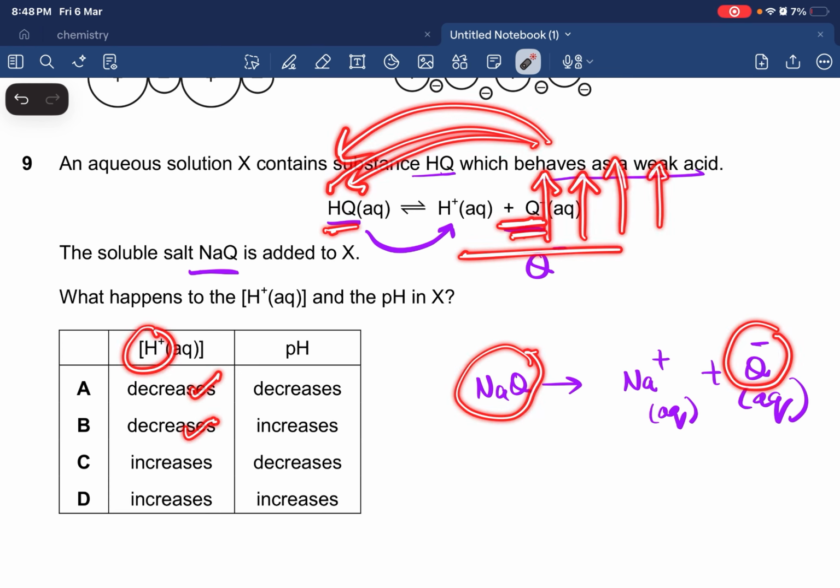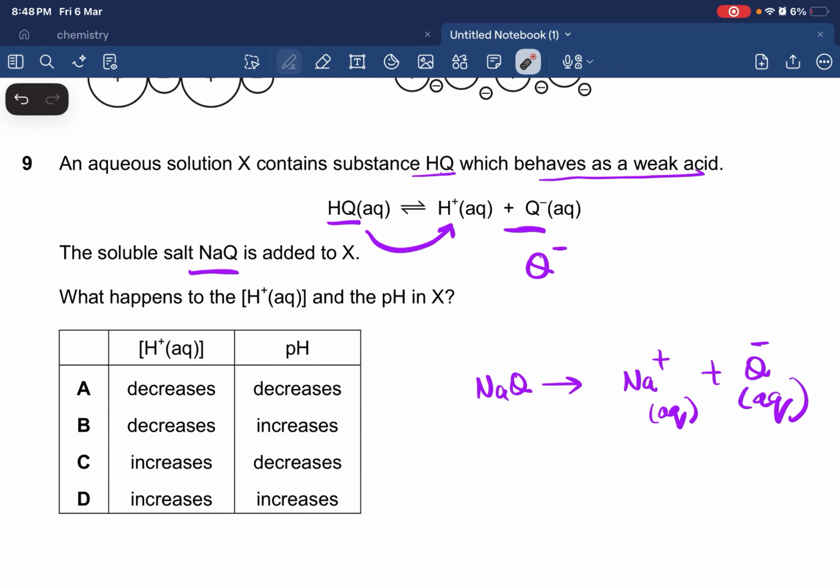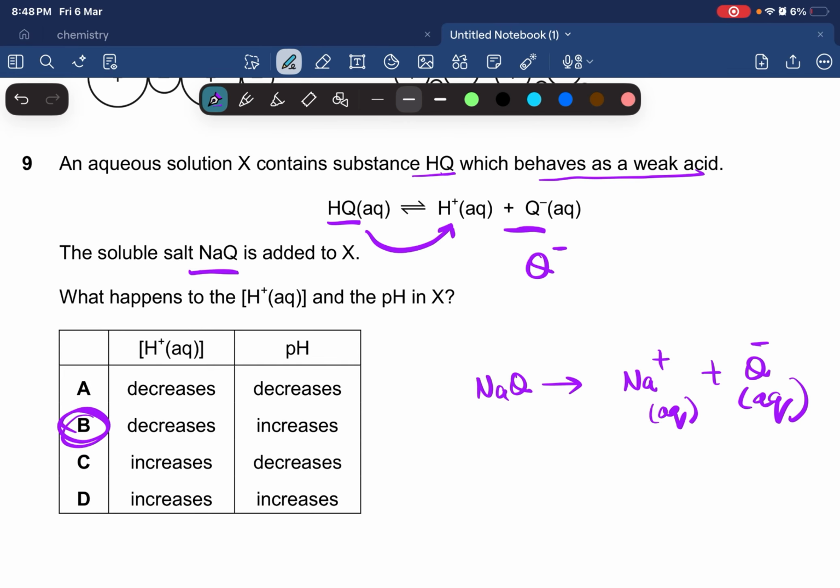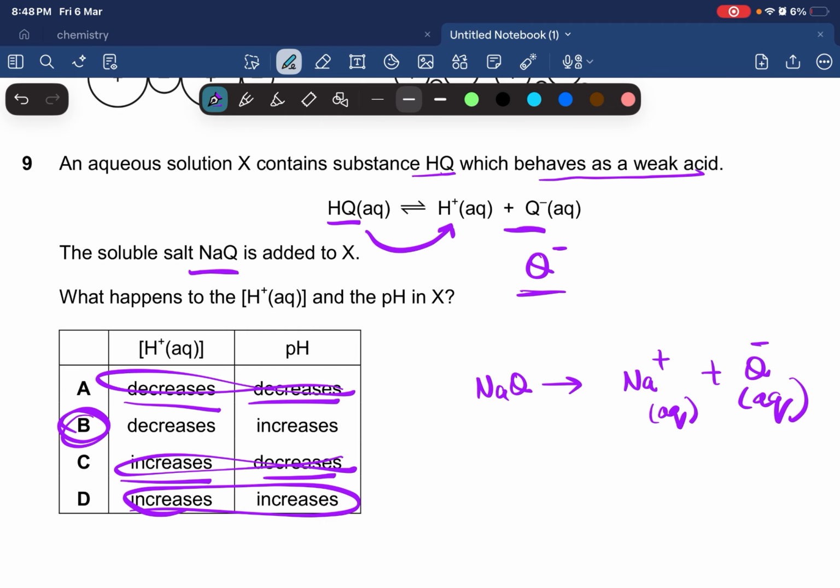The more the hydrogen ions, the more negative the pH, and the fewer the hydrogen ions, the more positive the pH. So the pH is going to increase. If the hydrogen ions decrease, the pH never decreases, it increases. And if the hydrogen ions increase, the pH can never increase. So only this option and this option could be considered, B and D. But out of them, B makes sense because you're increasing Q negative.